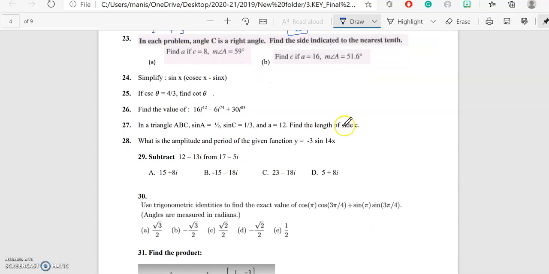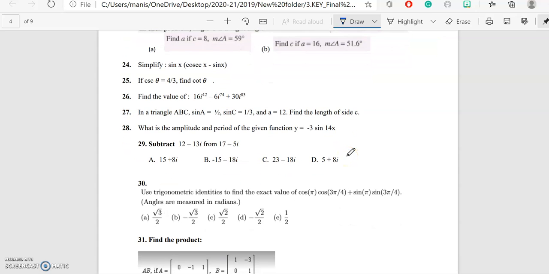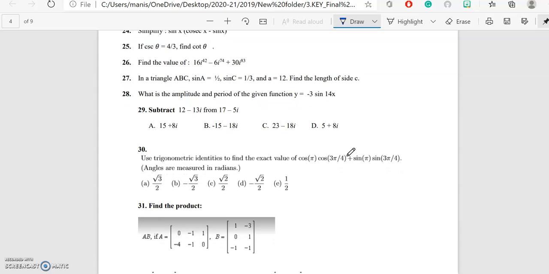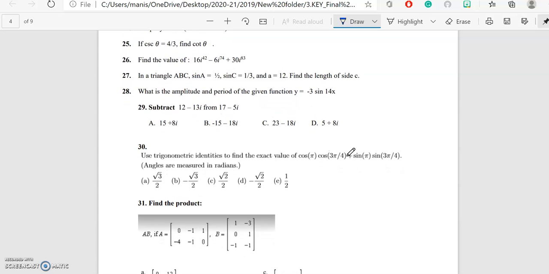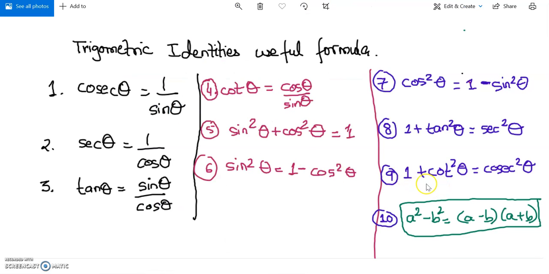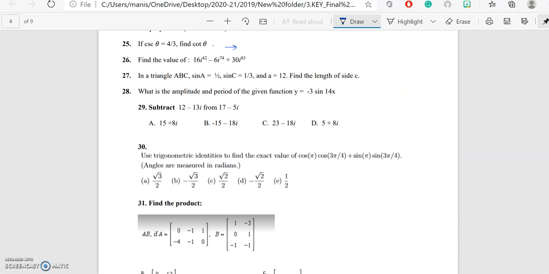Okay, I will be skipping some of the questions because I have already solved most of the questions similar to these earlier. Now question number 25 says if cosecant theta is 4 over 3, find cotangent theta. For this you will need the formula. You remember I have already given you those formulas which I will show you on the screen in a second. I want you to look at formula number 9. It says 1 plus cotangent square theta is equal to cosecant square theta, and this is the formula we'll be using for question number 25.